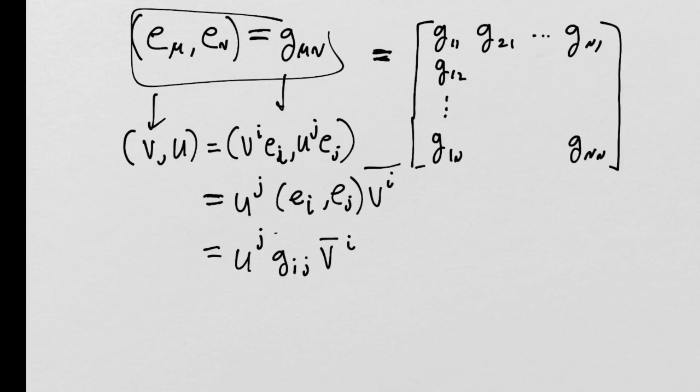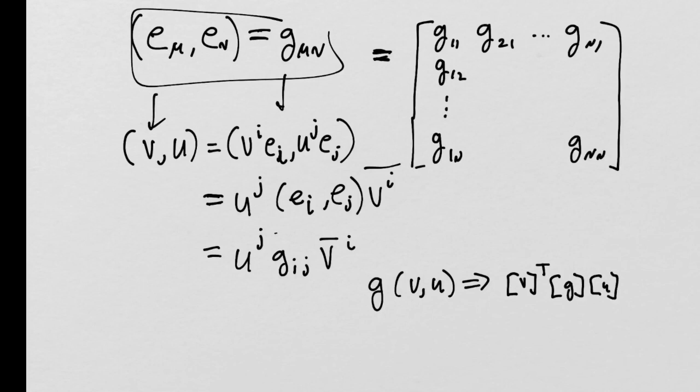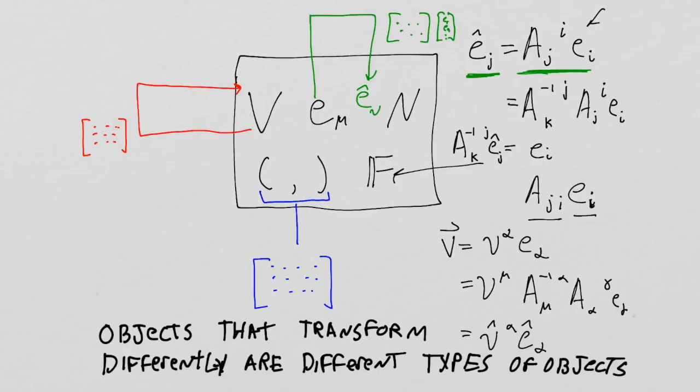I guess in the most abstract way, we could write something like G of vector V, vector U goes to V transpose G U, right? That's how you calculate that. All right, so once we understand this, the next really super important question is, how does G behave under a basis change, right? That's always the important question. The basis change kind of drives everything.